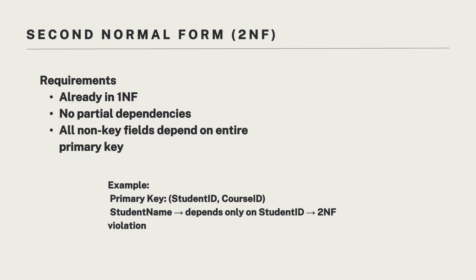Moving on to the second normal form, which is 2NF. A table is in 2NF if it already is in 1NF and there are no partial dependencies. This applies only when the primary key has more than one column. Every non-key attribute must depend on the whole primary key, not just part of it. For example, if the primary key is student ID and course ID, but student name only depends on student ID, then the table violates 2NF. Student name doesn't depend on the course, so it shouldn't be in that table.